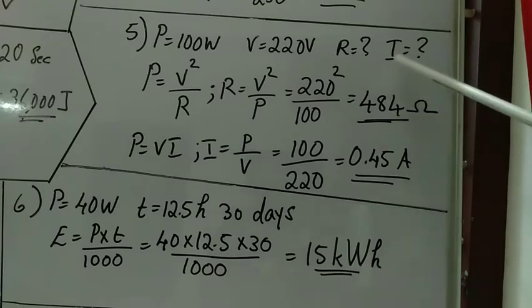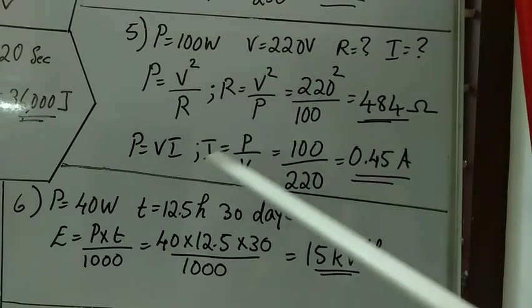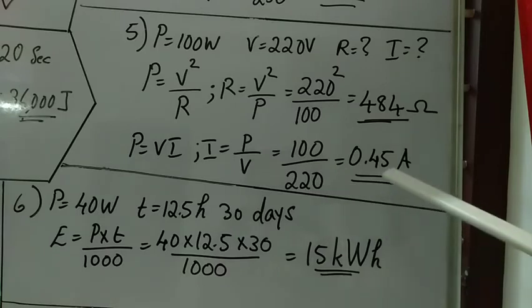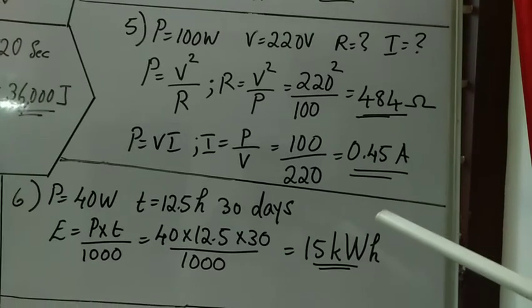Second question is we have to calculate current. Again the formula relating P, V and I. P is equal to VI. I is equal to P by V. 100 by 220. You will get the answer 0.45 ampere. So that is the safe current through the circuit.